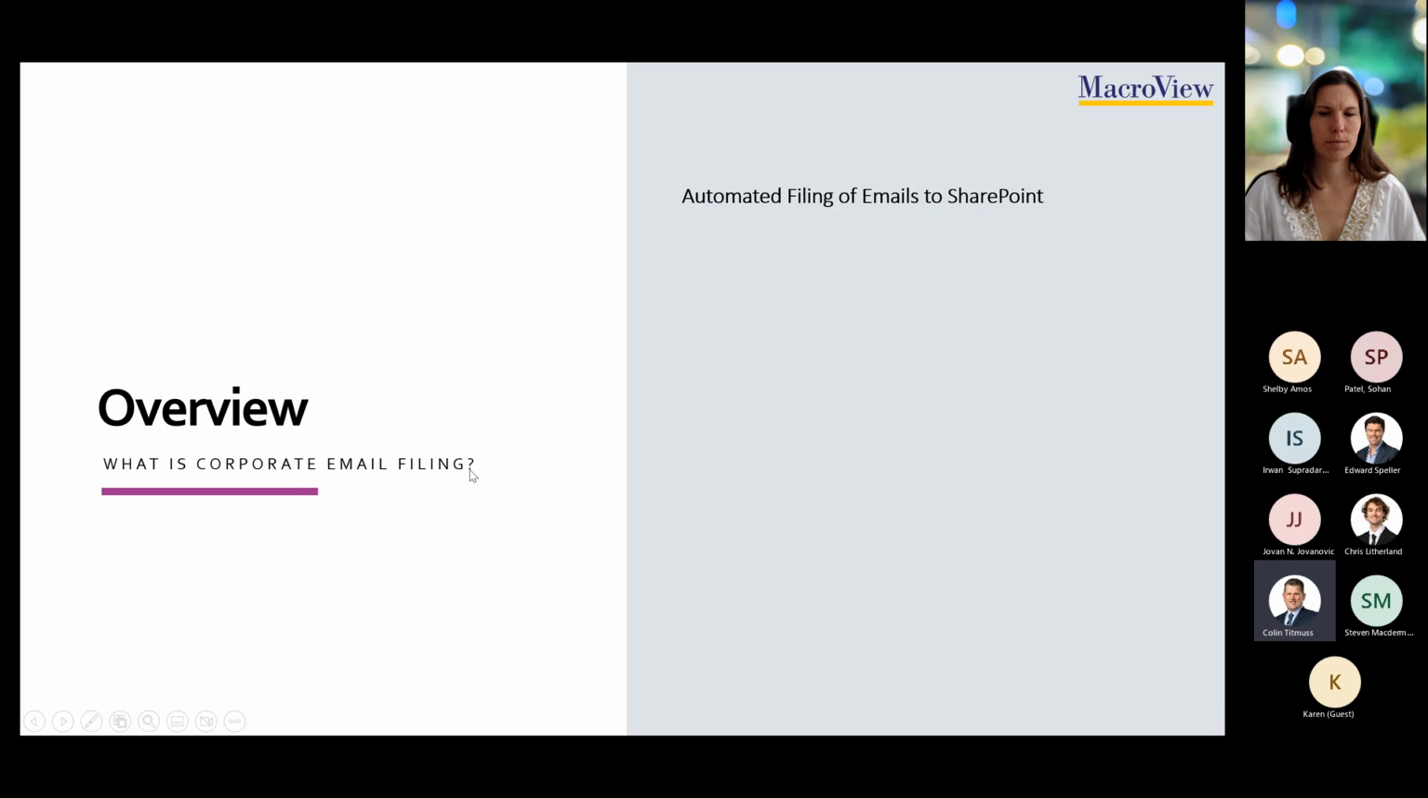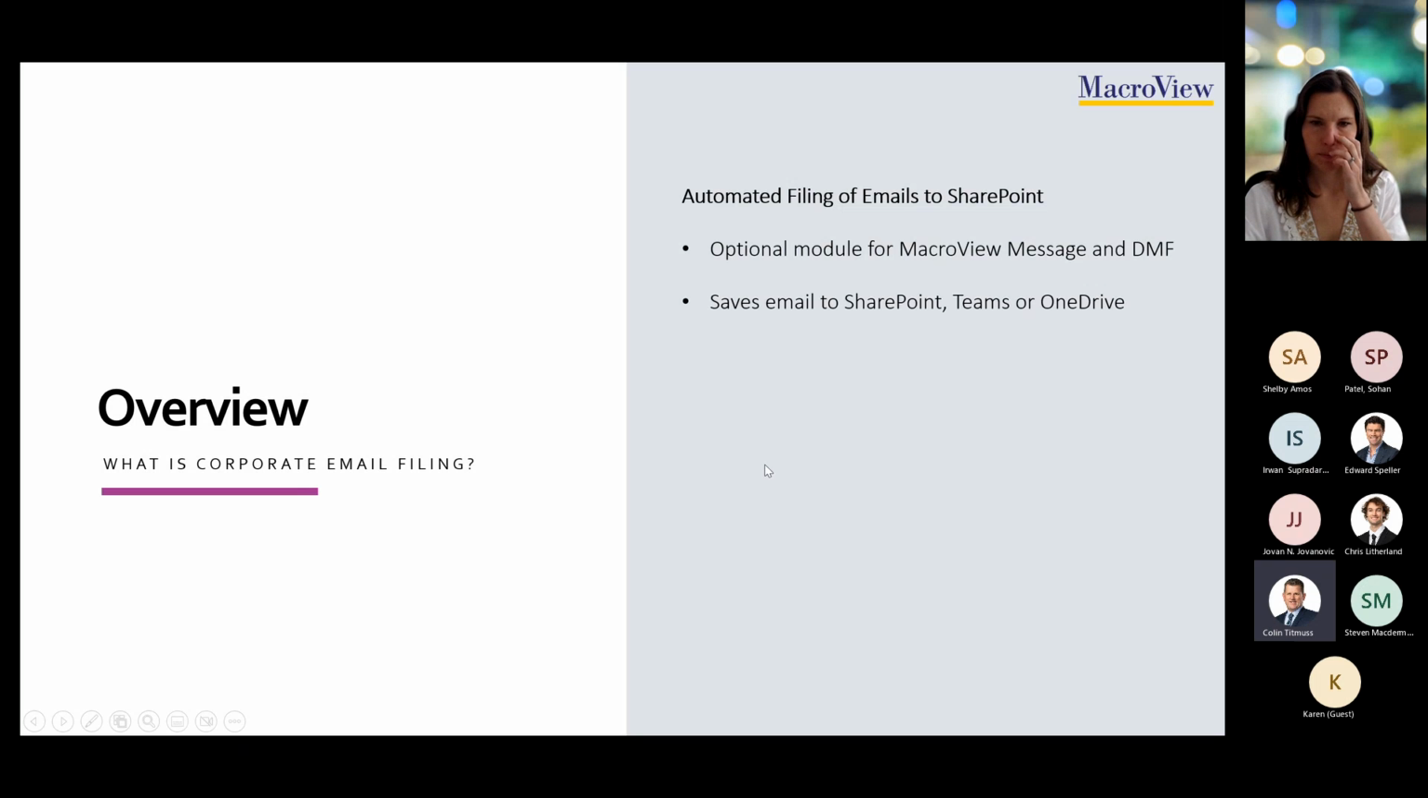So what I'll just pop back to now is just to quickly touch on that before we get into actually building some of these rules and talking about your structure and building the rules. So it's automatic filing of emails to SharePoint. It's a complementary or optional module that goes with MacroView's message and DMF product. It can save to anywhere in SharePoint. That could be Microsoft Teams or a OneDrive area. It's just that your rules can be defined to work in any of those spots.